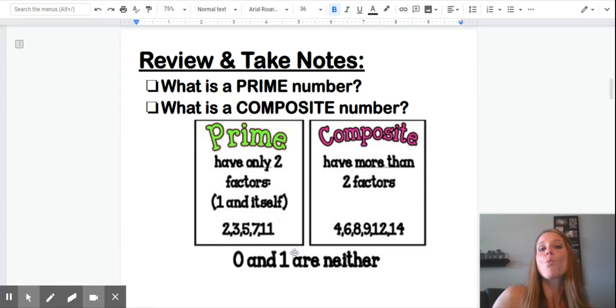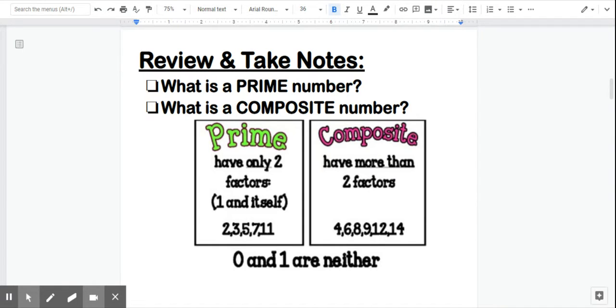And then the number 1, because 1 is itself, it's not prime or composite. It's just neither. If a number's not prime and it's not a 0 or a 1, it's got to be composite.